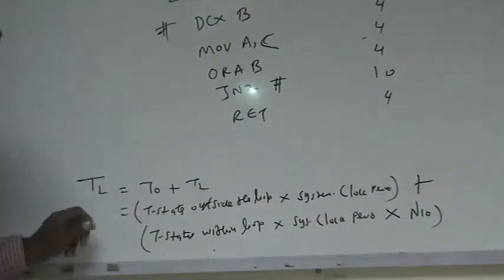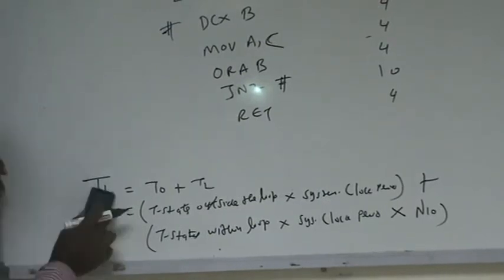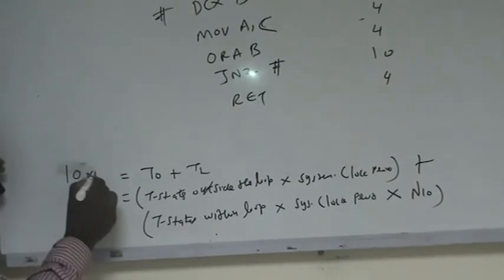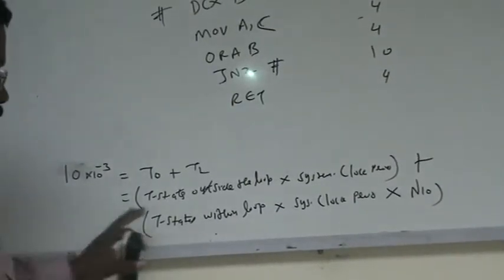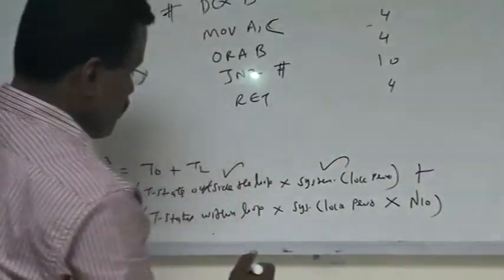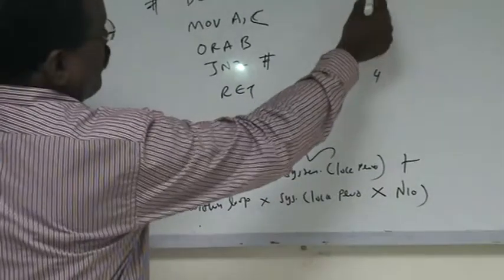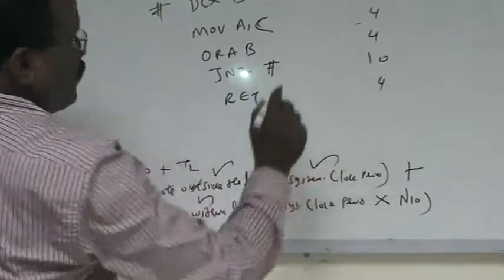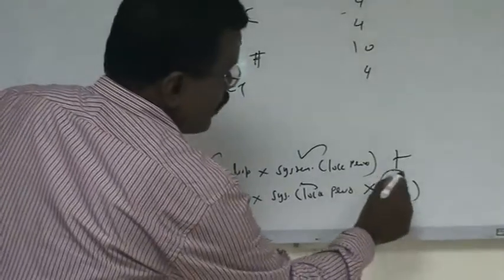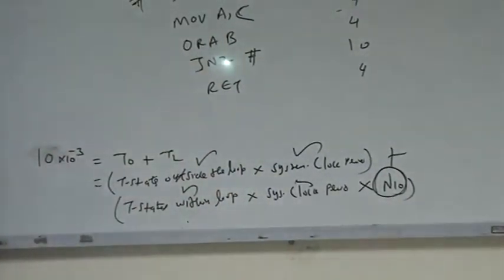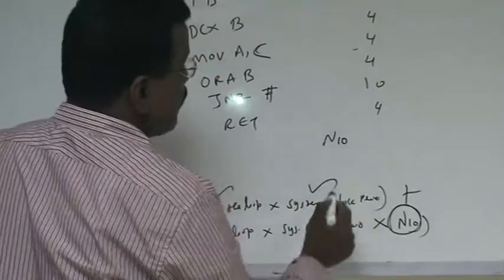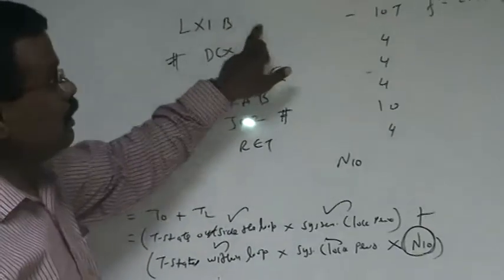Now suppose the question is to write a program to generate a 10 millisecond delay. This is known: 10 into 10 power minus 3 is equal to this value. The number of T states outside we know, the system clock period is 1 by 2 into 10 power minus 6. We know how many T states are within the loop: 4 plus 4, 8, 12, 22. And the system clock period is again 1 by 2 into 10 power minus 6. The unknown value is n10. So from this formula, you can find the value of n10, that is the decimal equivalent of the hexadecimal number which is to be loaded here.